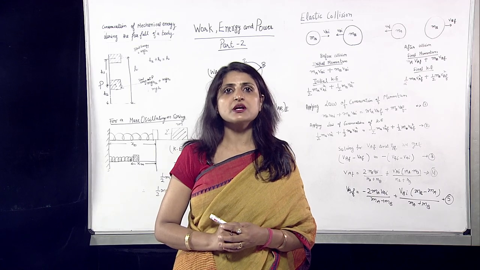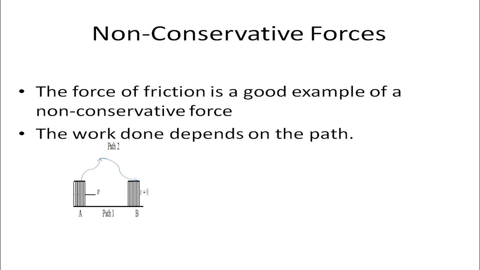Let's talk about the non-conservative forces. As you can see in the figure, there are two paths taken. One is a horizontal path, that is A to B, which is a straight line, and another one is path 2, which is a curved path. So a mass is taken from point A to point B through two paths. But here, the force of friction is coming into play, and the work done in moving the body from A to B along the two paths depends on the path taken. The force of friction is a good example of a non-conservative force.